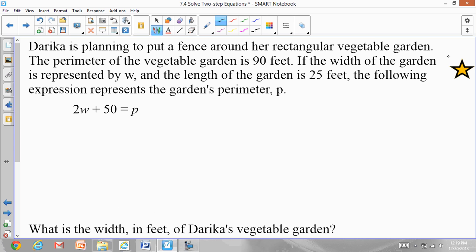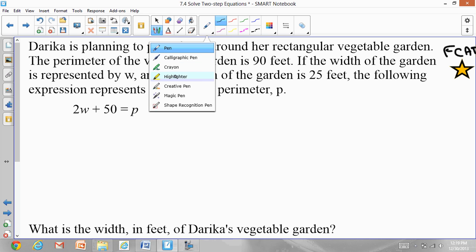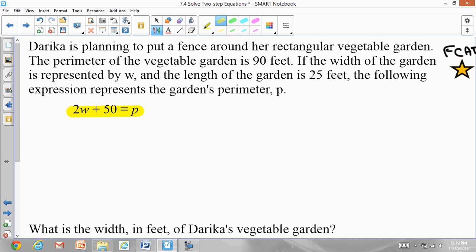This is an FCAT question. Pause the video, read the question, understand. This sample will give you a good practice on how to tackle these questions. So number one, you're seeing that the expression or the equation is your starting point. I'm going to highlight and show you. This is your starting point. Once you figure that your equation is your starting point, you need to understand what the variable stands for. So there is a variable w and there is a variable p.